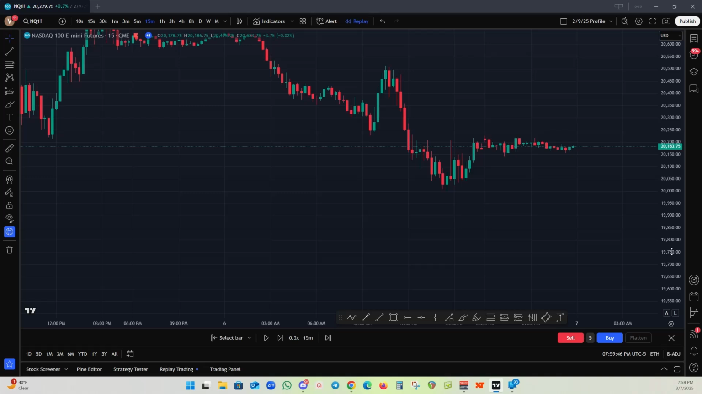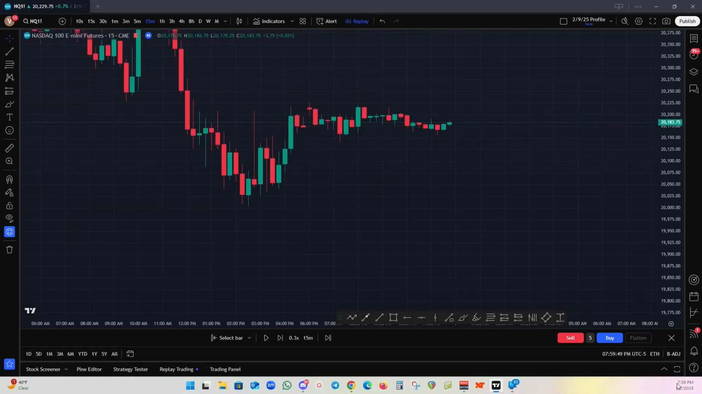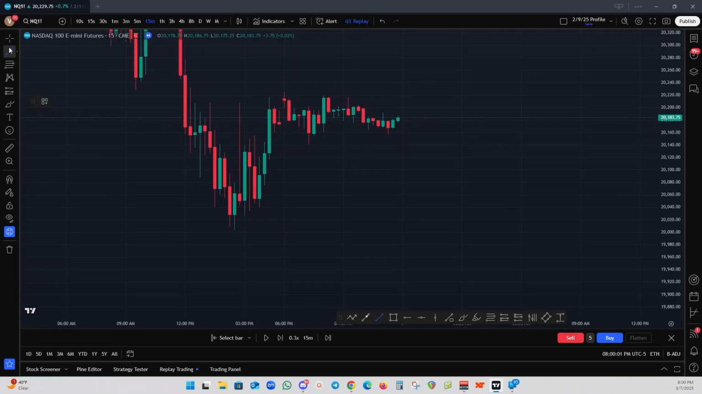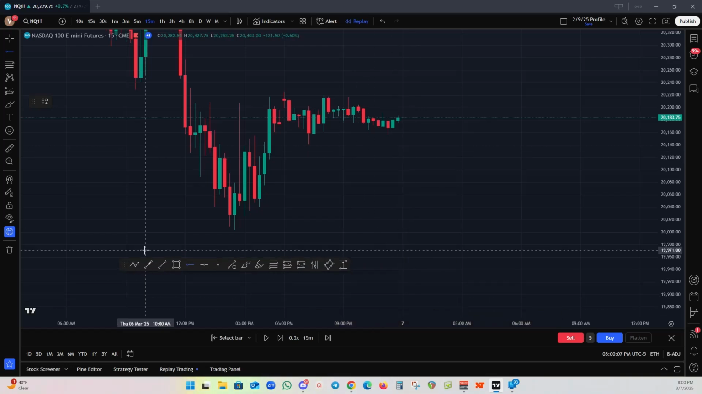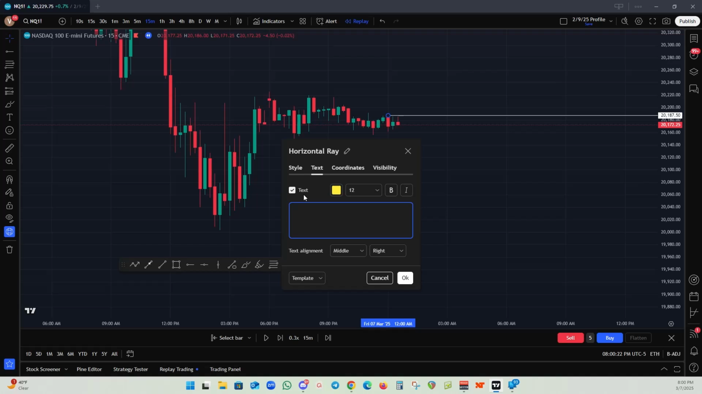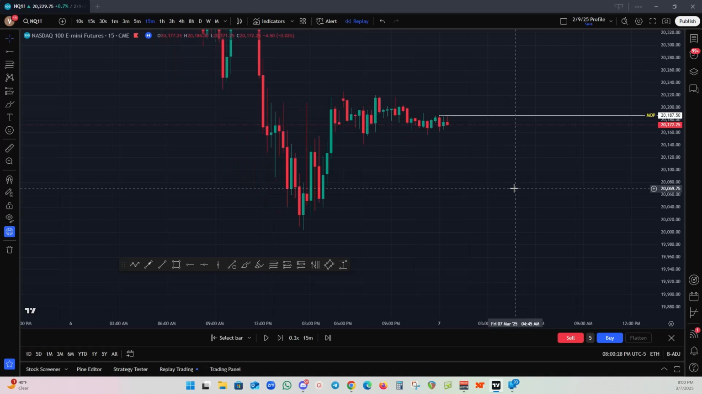So basically, I'm going to simulate trading for today, which is March 7th, 2025. Today was a very volatile, crazy trading day. What you want to do is mark out the midnight opening of that particular day on the 15-minute candle. So on the 15-minute time frame, you want to mark out the midnight opening. Midnight is the true opening of the trading day.